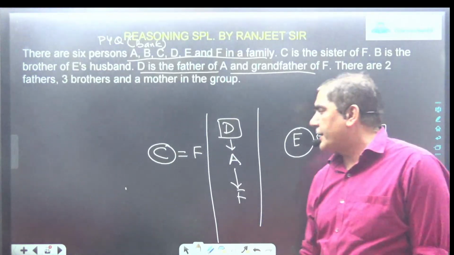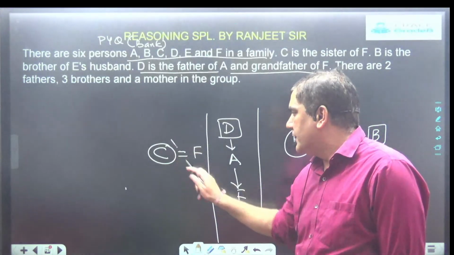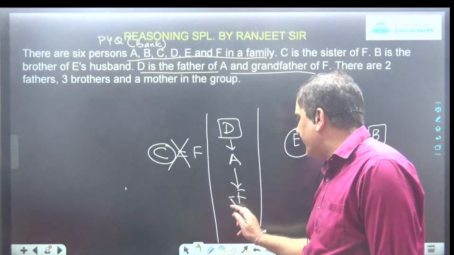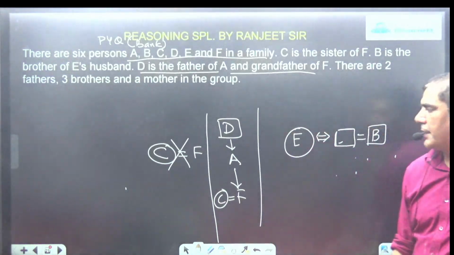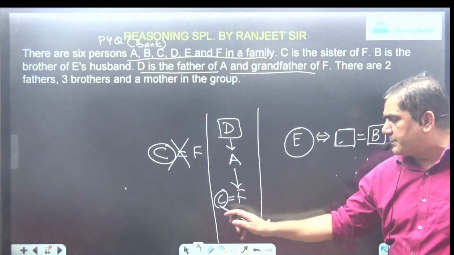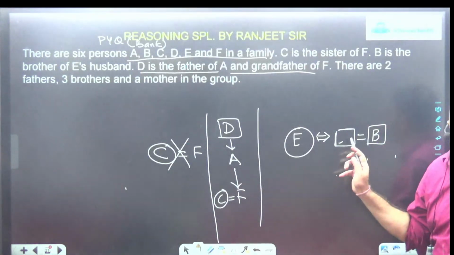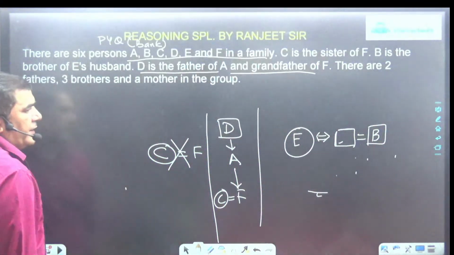So first clue I can get is C is the sister of F. So means what? F adjacent will be C. So here comes C. Clear? Now we need to find out out of these persons, who is going to come over here?